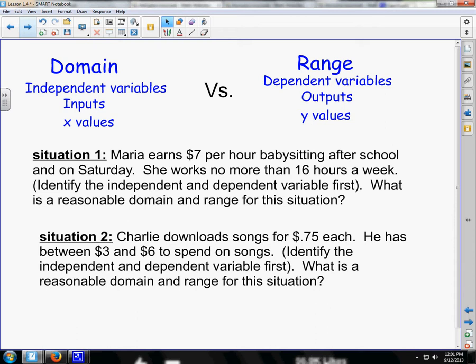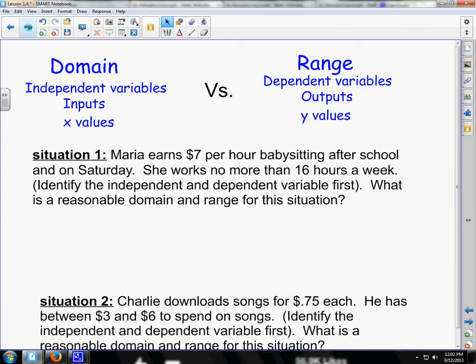Okay. So, situation 1. Maria earns $7 per hour babysitting after school on a Saturday. She works no more than 16 hours a week. Identify the independent and dependent variable first. What is a reasonable domain and range for this situation?